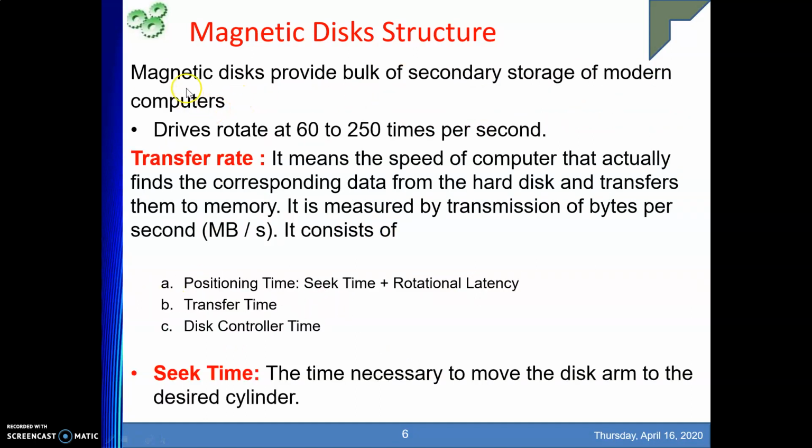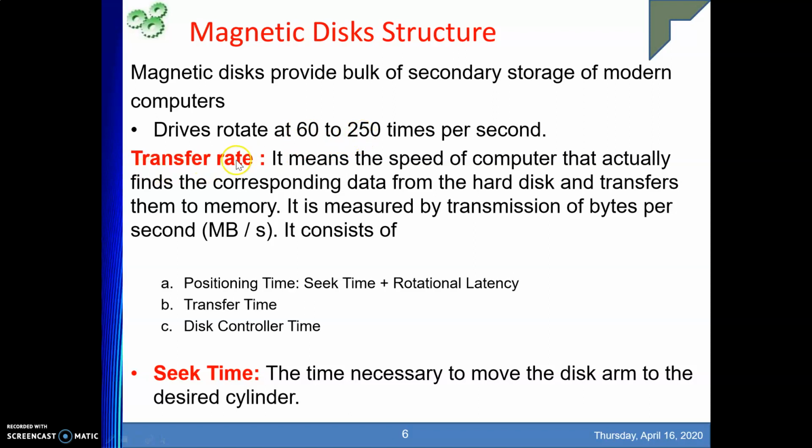Then magnetic disks provide the bulk of secondary storage of modern computers. Generally we use a magnetic disk as our secondary storage media. Drives rotate at 60 to 250 times per second. In 1 second, it will rotate 60 times or up to 250 times.